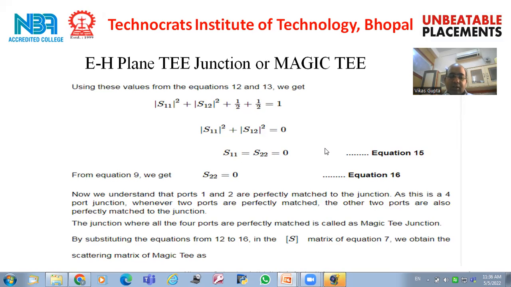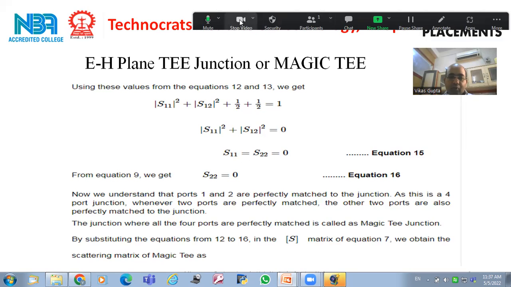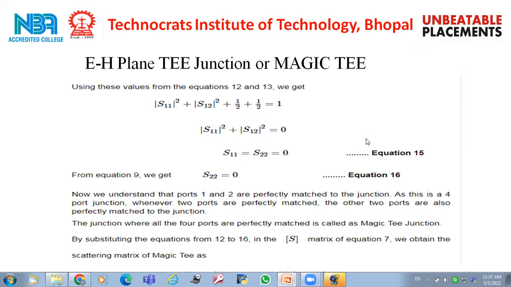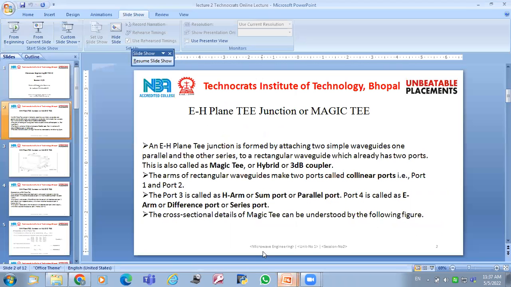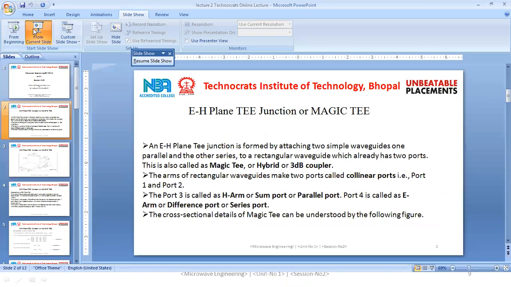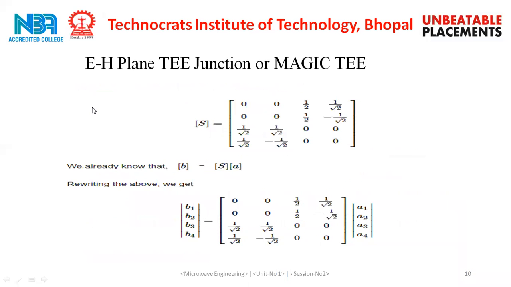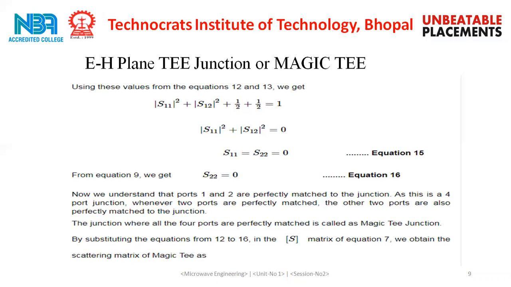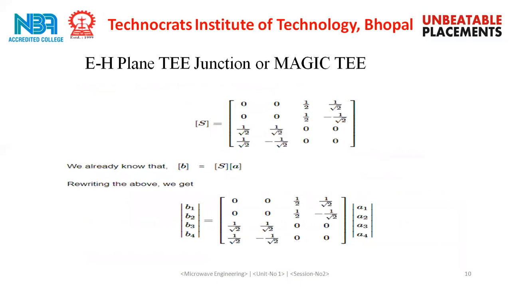This is the magic in this T. I've written also that if in a 4-port junction, if 2 ports are perfectly matched to the junction, the remaining 2 ports automatically become matched to the junction. This is the magic in this T. And by using different equations, we can have the scattering matrix of the magic T. This is the scattering matrix of the magic T.